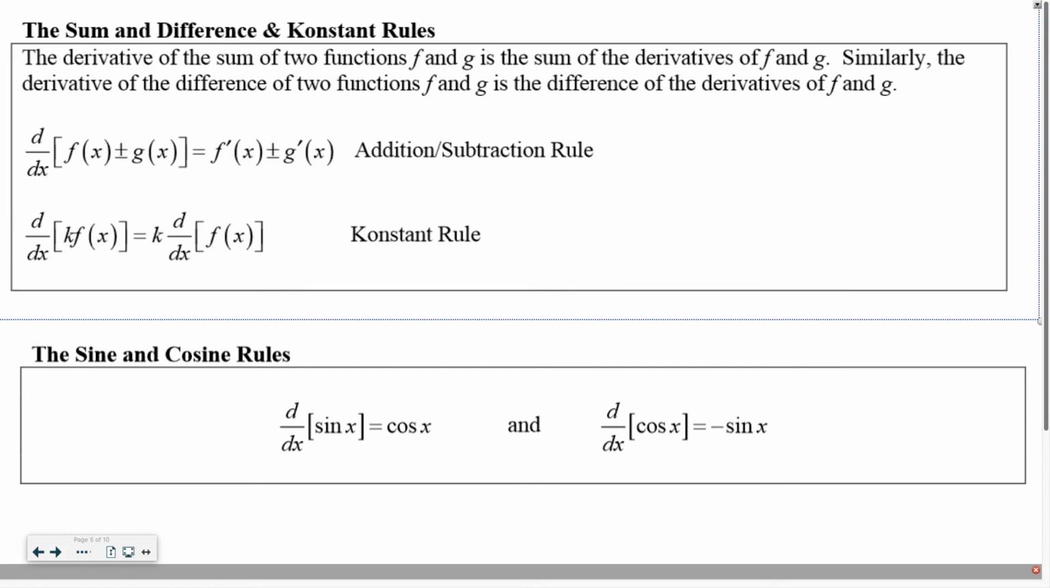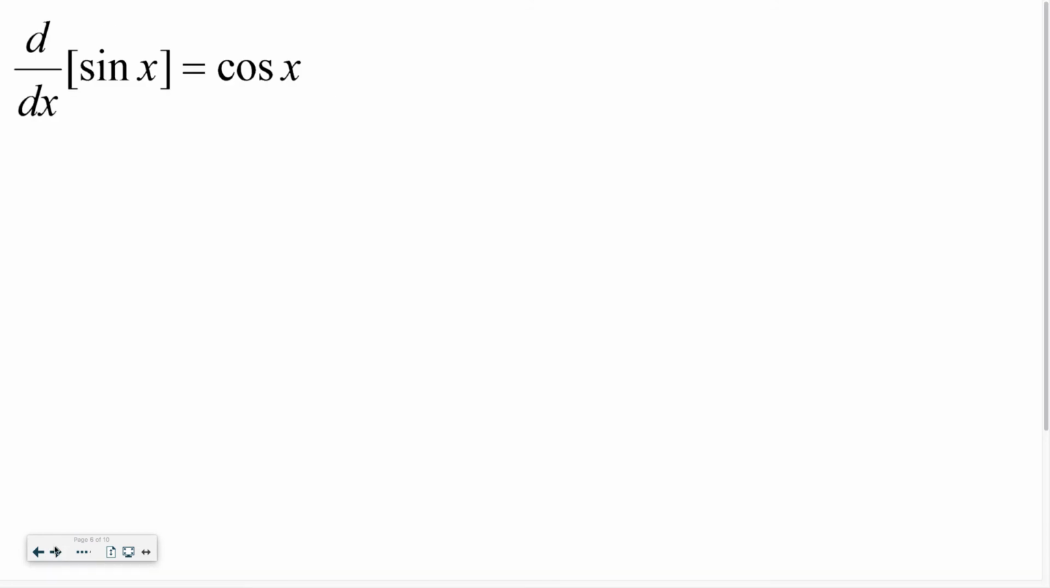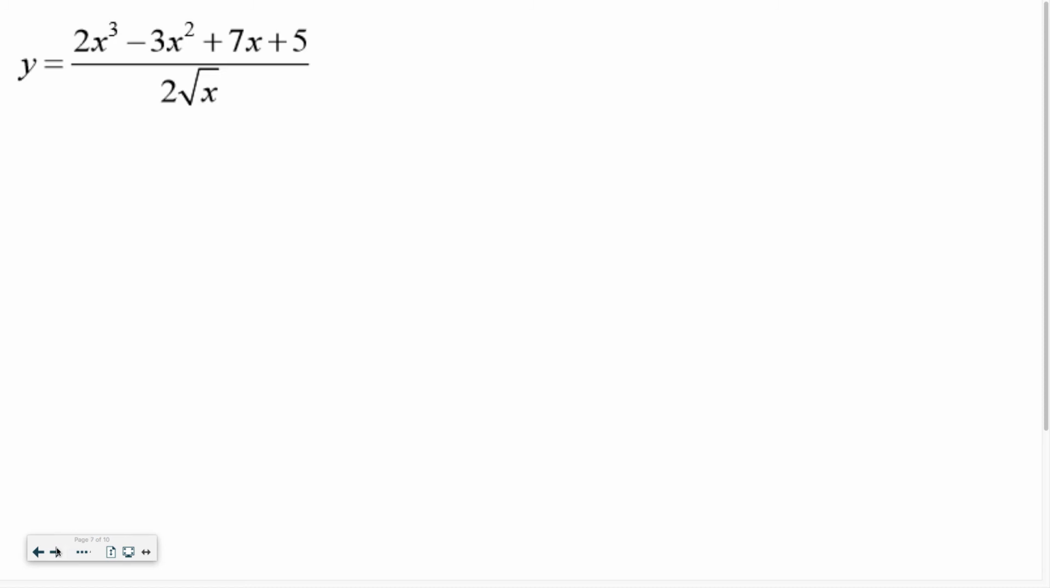Typically I would take a moment and show you why the derivative of sine is cosine, but I'm going to skip that so we can do more examples. Is that okay? Do you guys just believe me that this is true? You will probably have a question like this on your quiz on Wednesday. I'm going to be very straightforward with you.